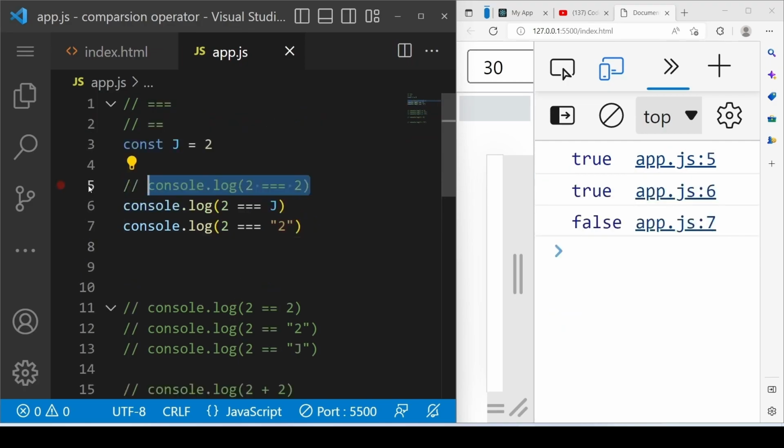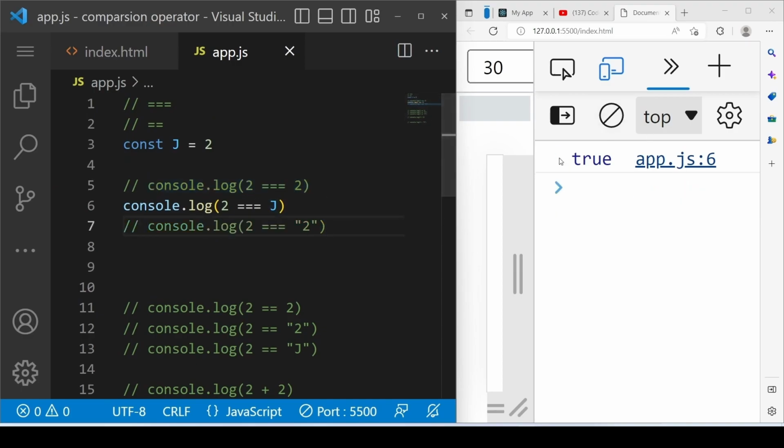And that is it. We have covered the difference between the triple equal sign, double equal sign, and single equal sign operators, as well as the behavior of the plus operator in different contexts.